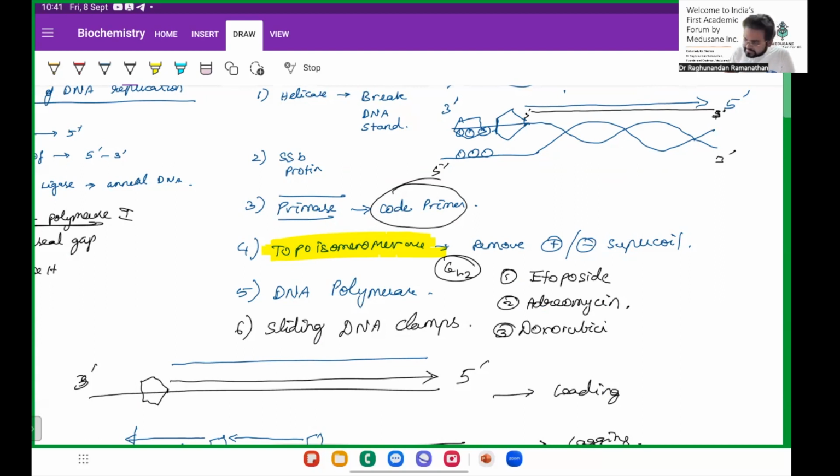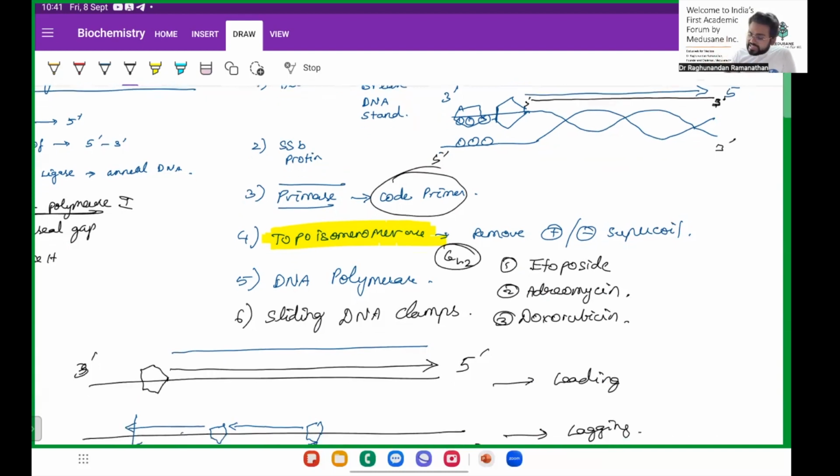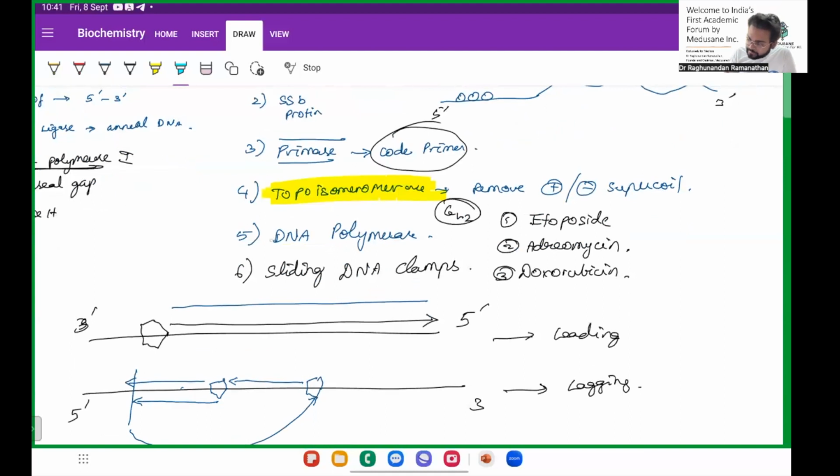rubicin. So these are the three drugs which you are going to use: etoposide, adriamycin, doxorubicin. இவங்க மூணு பேர் என்ன பண்றாங்க, G2 phaseல topoisomerase block பண்றாங்க. Similarly, DNA polymerase. So you have your DNA polymerase, right?